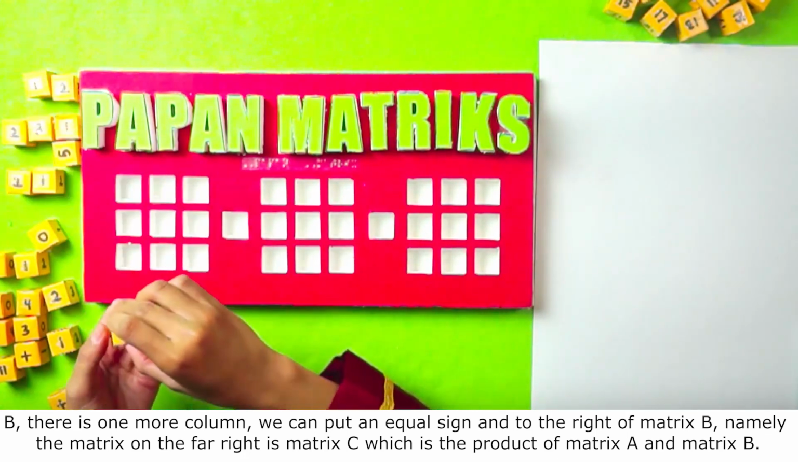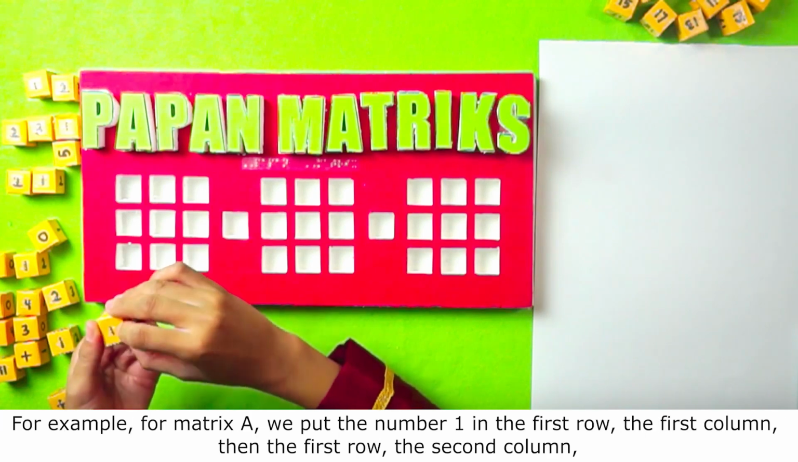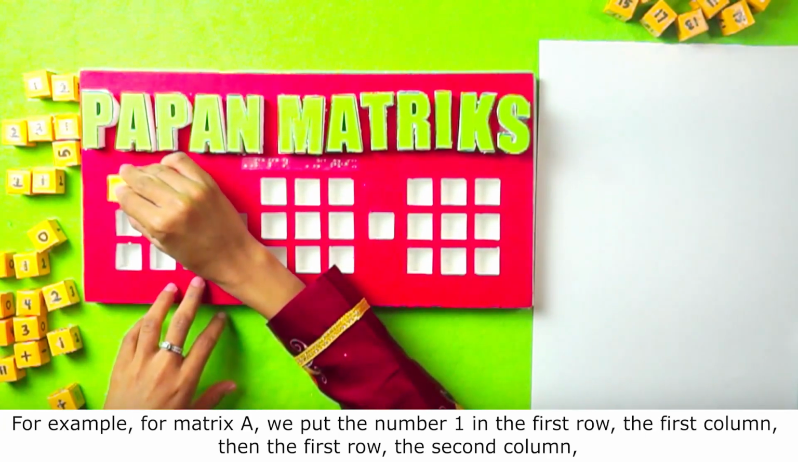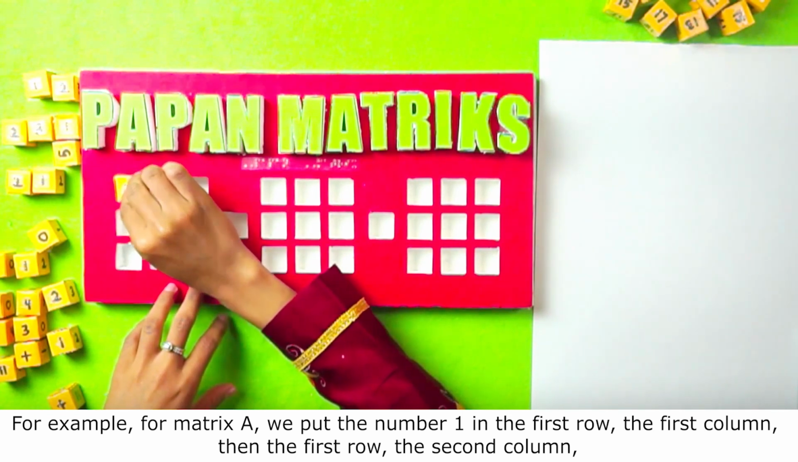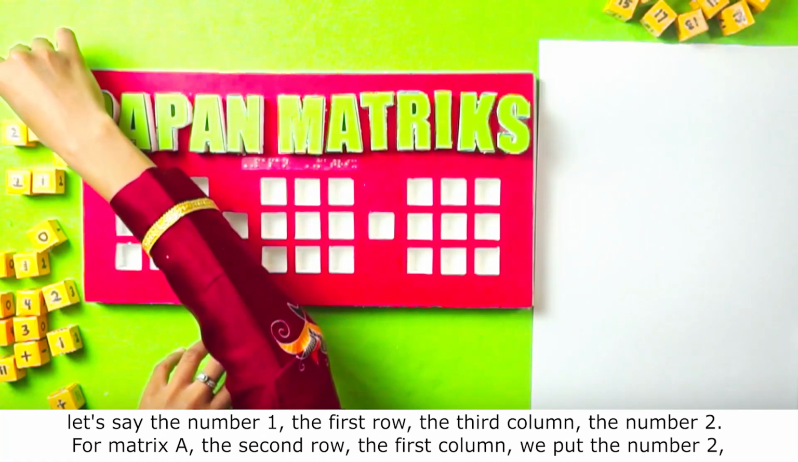For example, for matrix A, we put number 1 in the first row, first column. Then the first row, second column, let's say the number is 1. The first row, the third column is number 2.